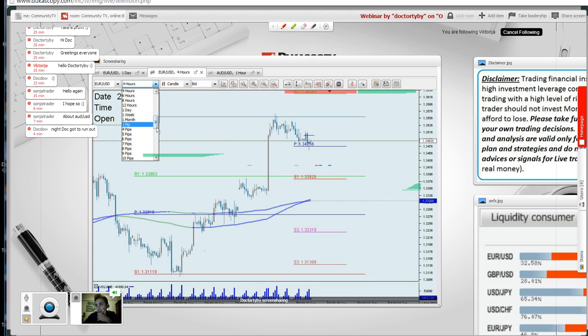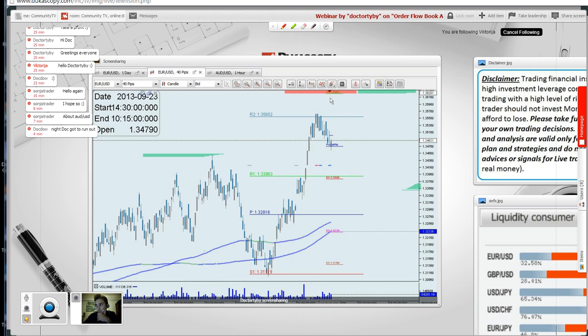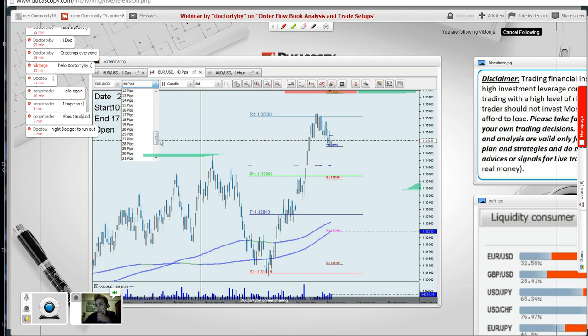Let's see the correlated range bars charts. No signal yet, just the last bullish signal from 1.3370. This means that price should continue further to the upside from the point of view of this chart.